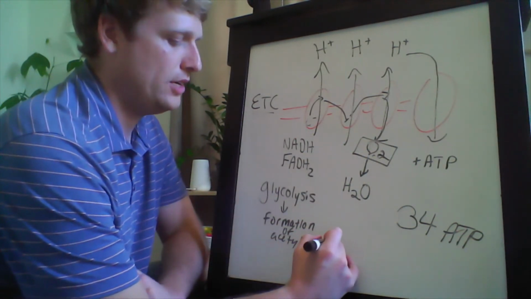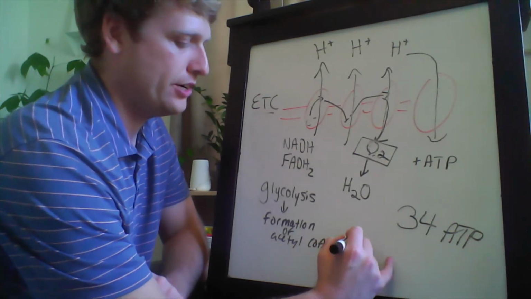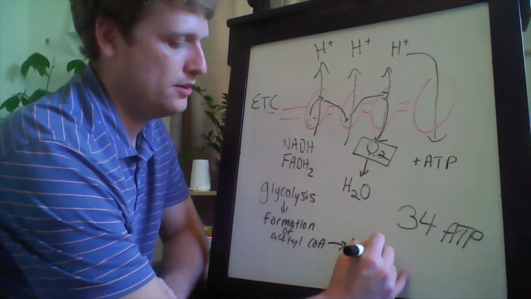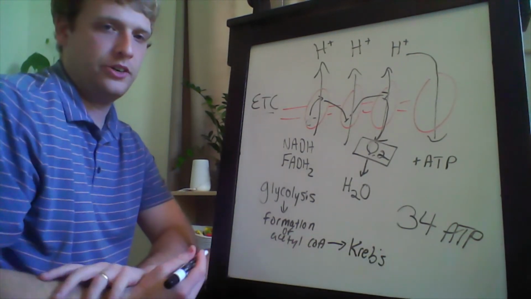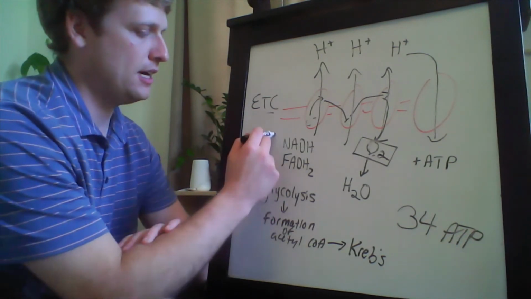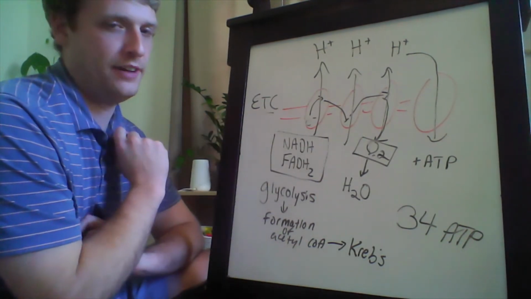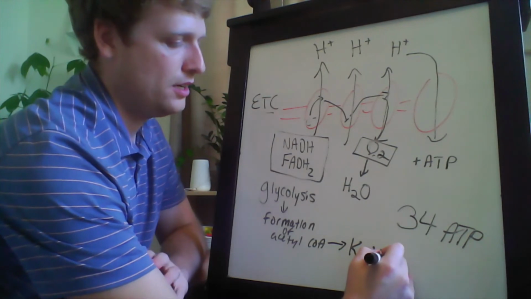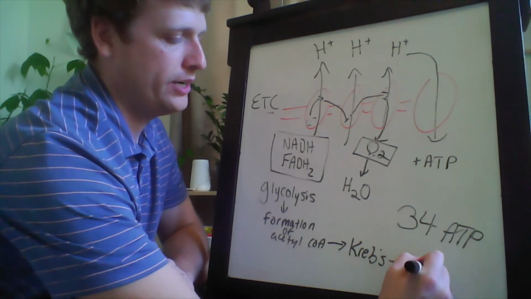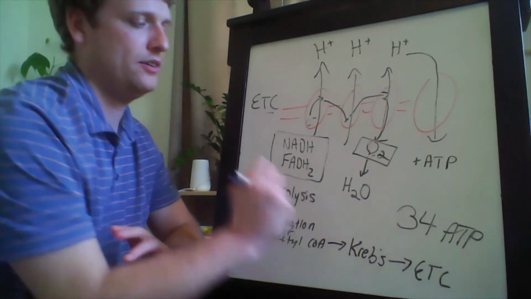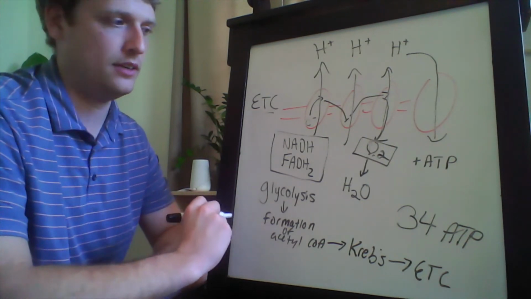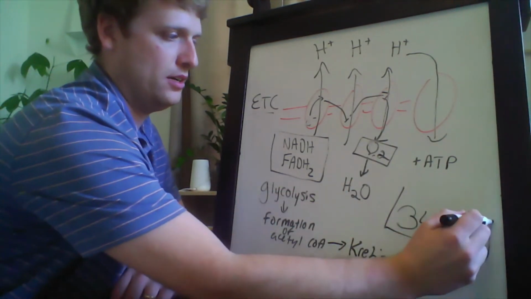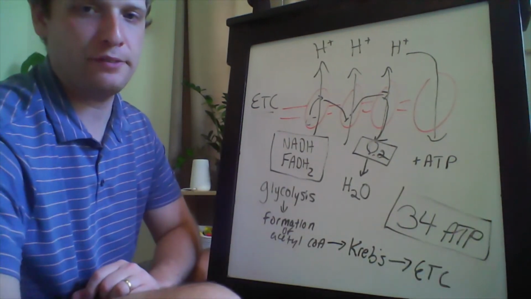Once that acetyl-CoA has been formed, it enters the Krebs cycle. The Krebs cycle produces lots and lots of NADH and FADH2, and those are going to be processed through the electron transport chain, which is where you get your energy payoff.